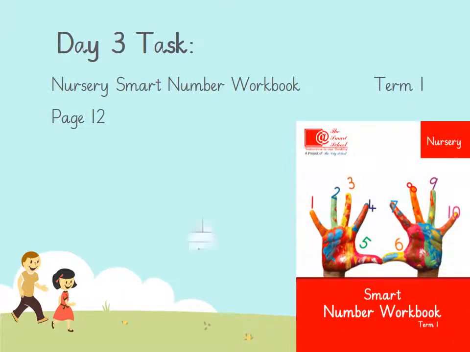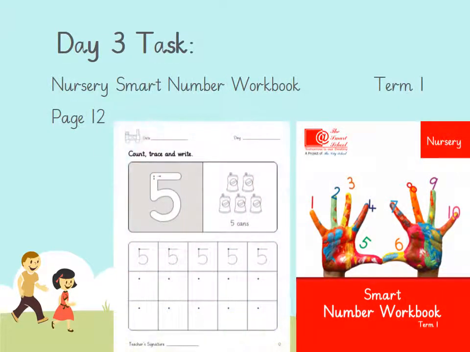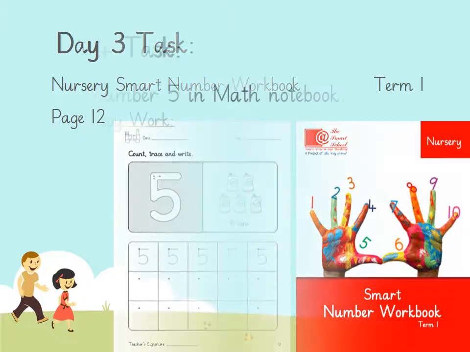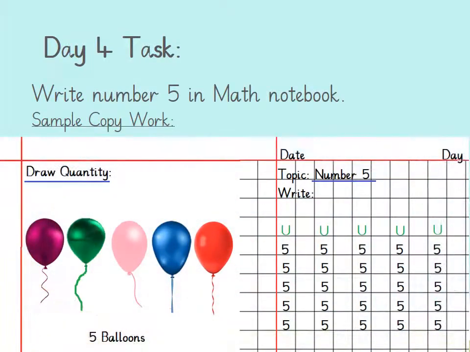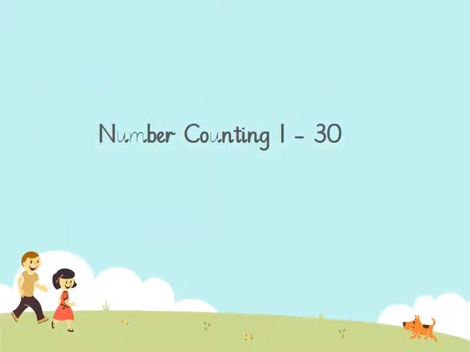On page number 12, count, trace and write number 5 with correct number formation. Write number 5 in your math notebook. Also draw the quantity. Sample copy work is given for you. It's time to do some oral counting. Let's count numbers 1 till 30 in sequence.